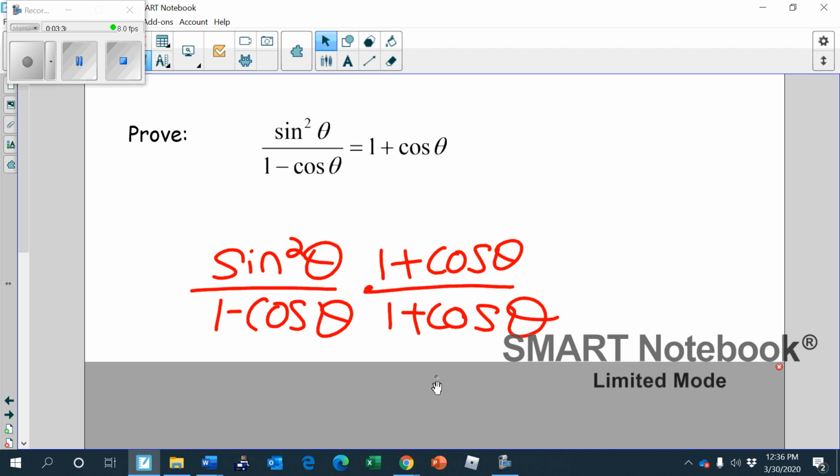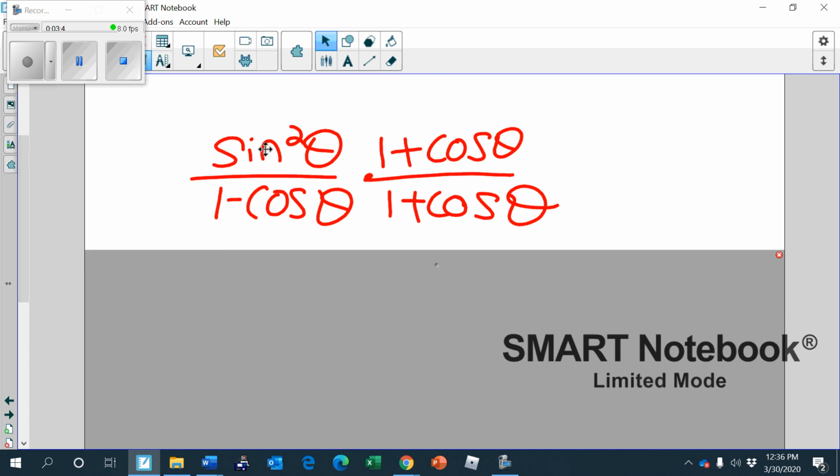And there we go. So I'm going to multiply again. This is your conjugate, this 1 plus cosine. It's the same exact thing, except it's a different sign in the middle. Okay, and from here, what are we going to do? Well, we're going to distribute everything.